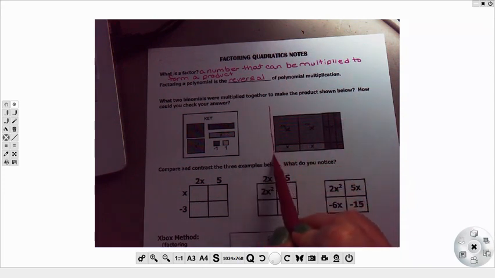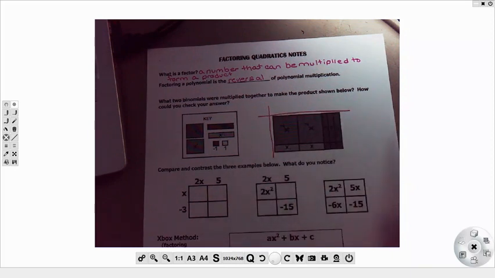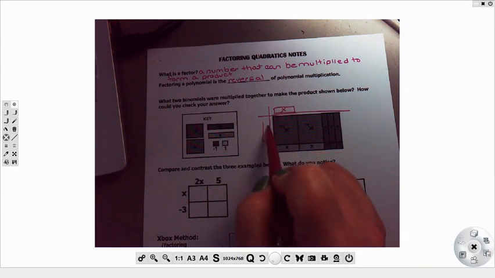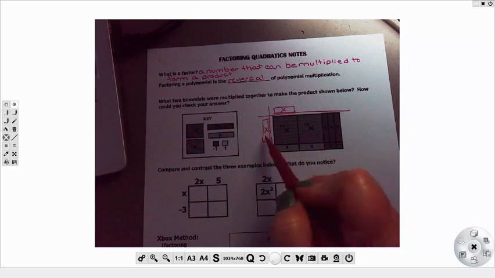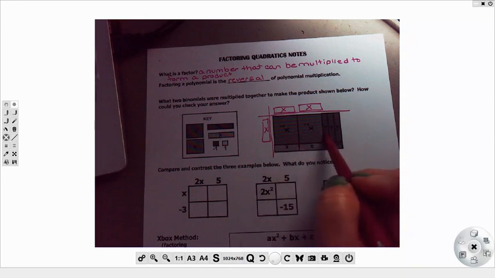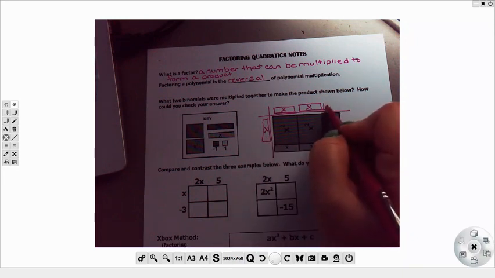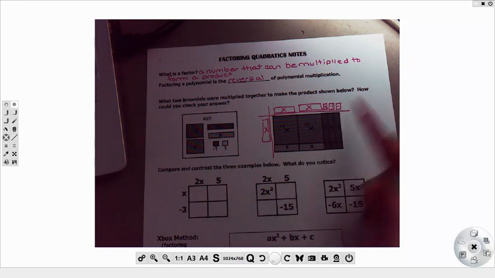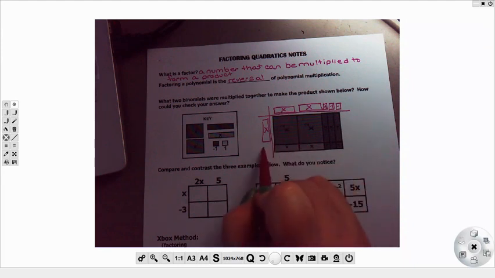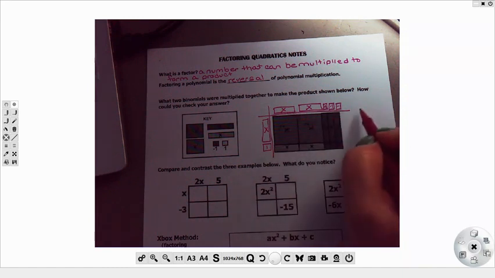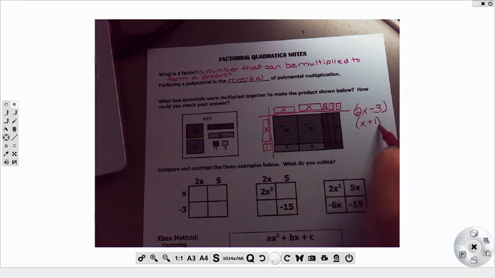So if we think back to our little t-chart, the only way we can get an x squared is if we have an x times an x. To get a negative 1 or negative x, we would have to do an x times a negative 1. That would be another negative 1 and a third negative 1. To get an x, that's an x times a 1. Okay, so I could really say that I had 2x minus 3 and x plus 1.